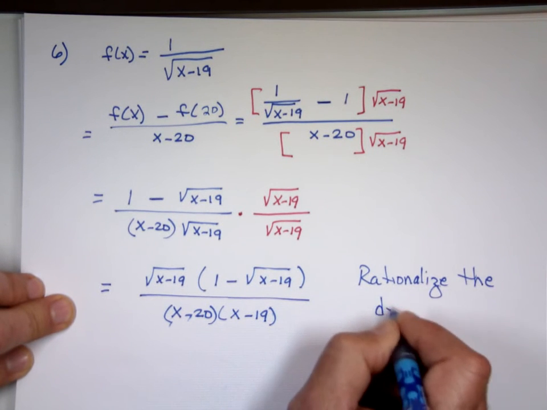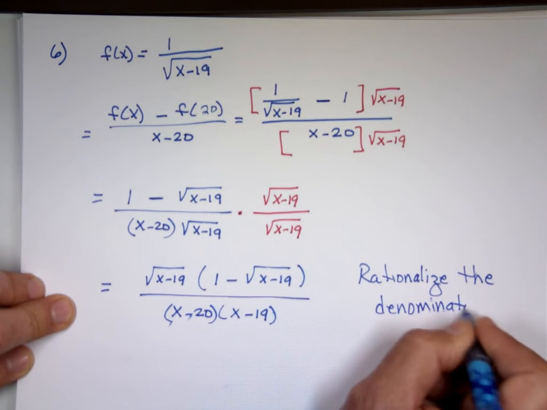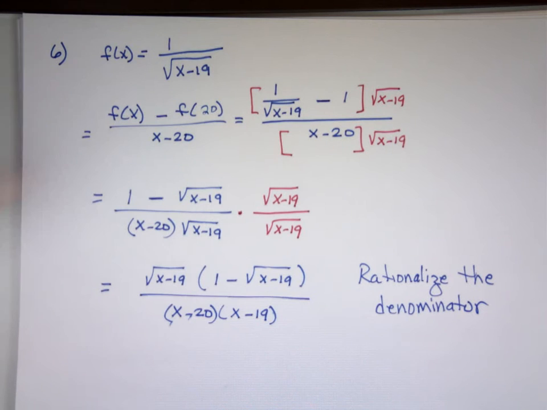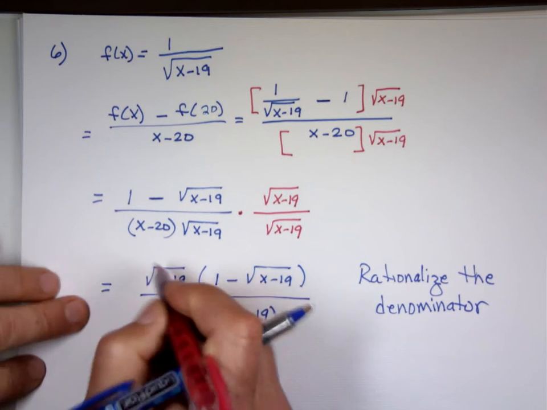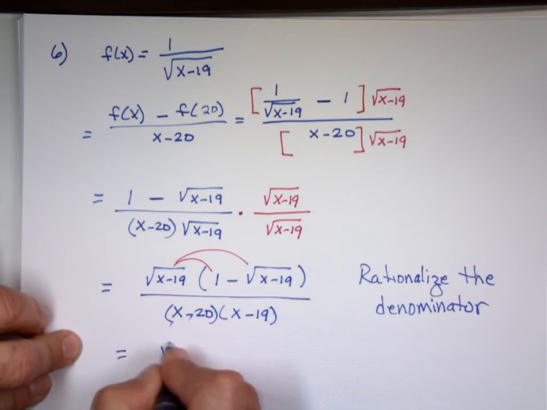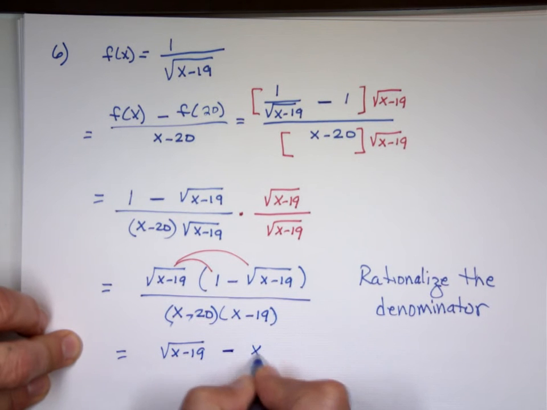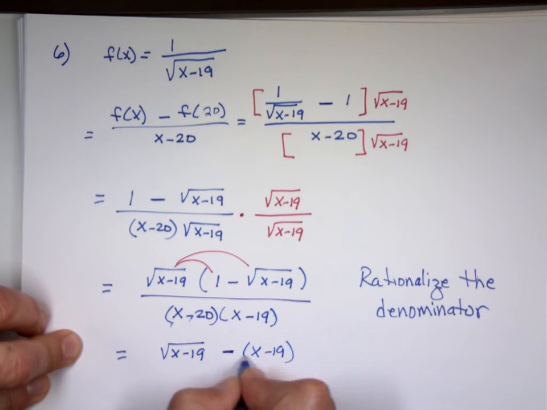Which means I don't want to see a square root in the bottom. That's really what that's called. Get rid of the square root in the bottom there. So on the top, we don't care about it. If you want to distribute that, multiply it through, this times this and this times that, you could rewrite that as the square root of x minus 19 minus x minus 19, like this, if you don't want to leave it the way it is.